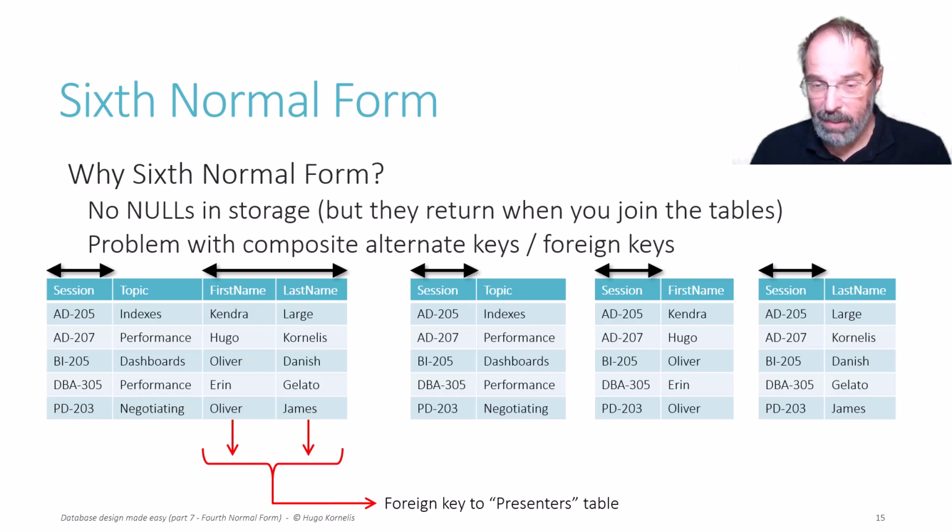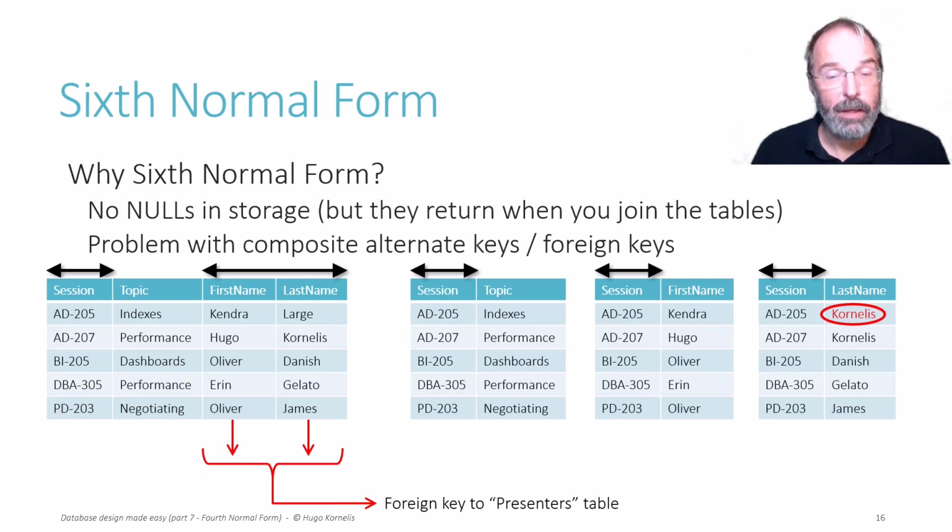Now, how bad is this? Yeah, this is where it gets bad again, because in the sixth normal form version of this design, I can update session AD205 to be presented by someone with last name Cornelis.